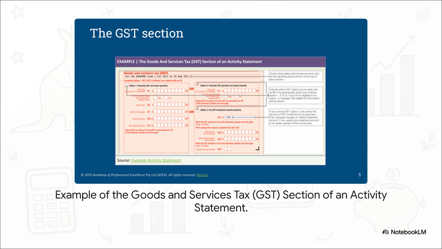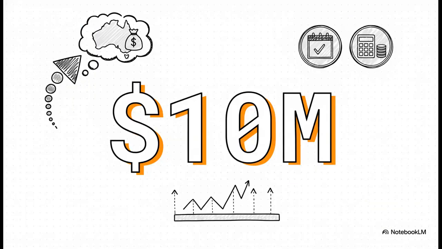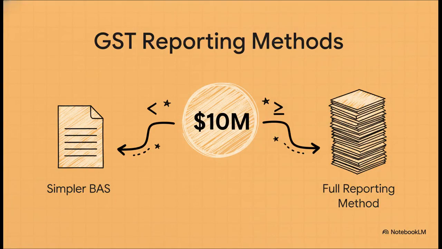The specific labels and boxes you are required to complete are determined by your business's GST turnover, a critical factor we will now address. The key figure to be aware of is $10 million. This figure represents the GST turnover threshold that dictates which reporting method a business is required to use. There are 2 distinct reporting methods.